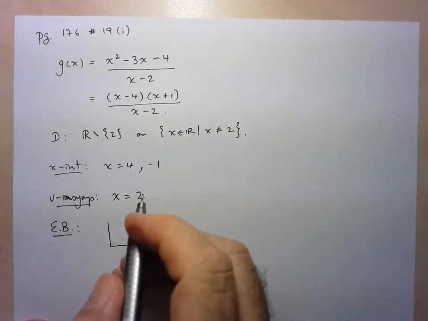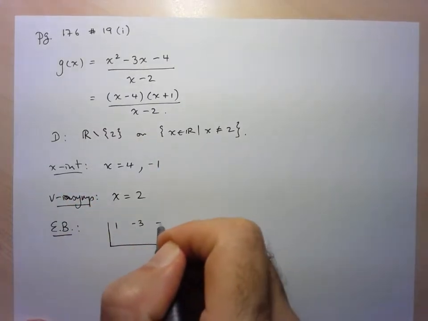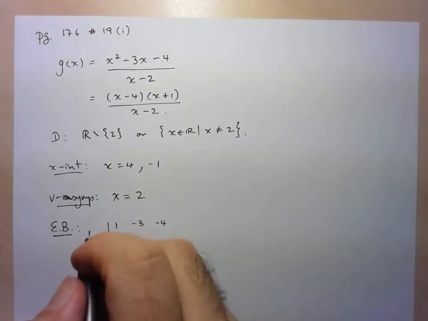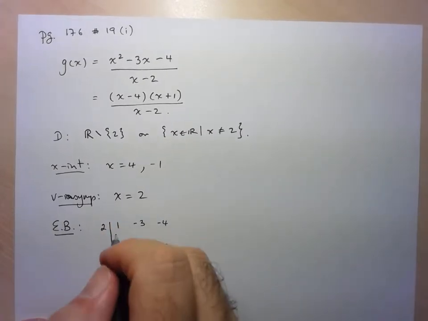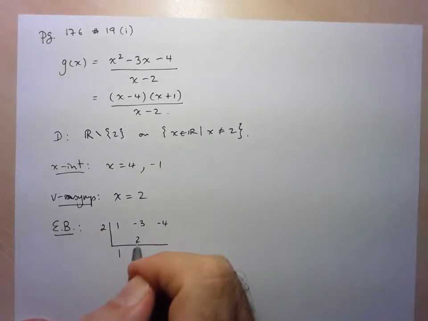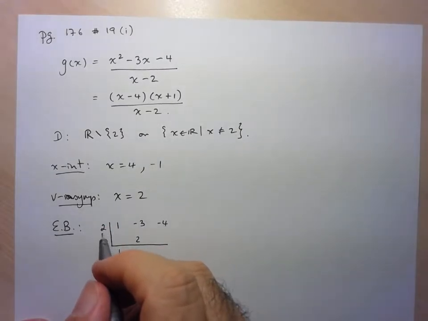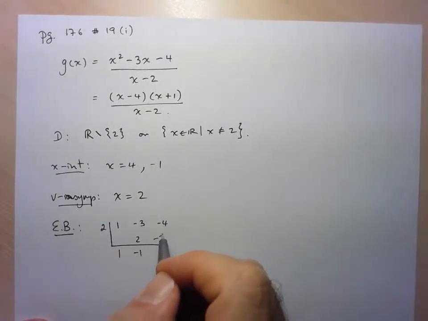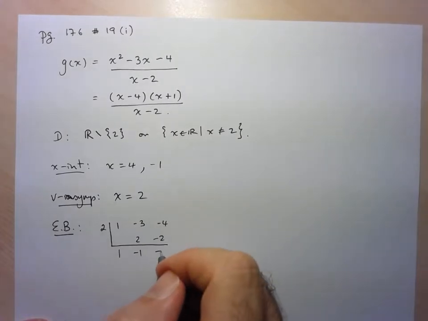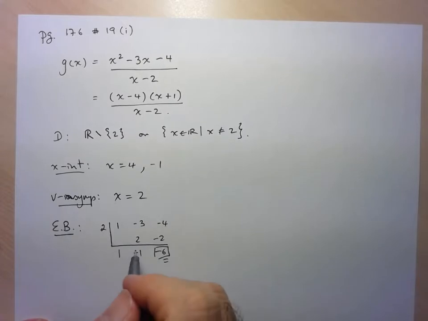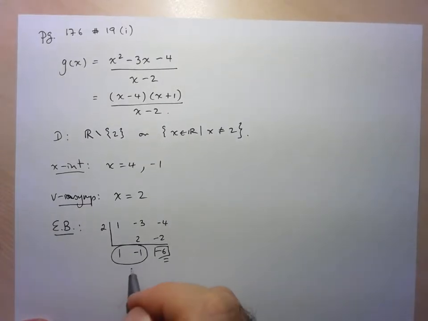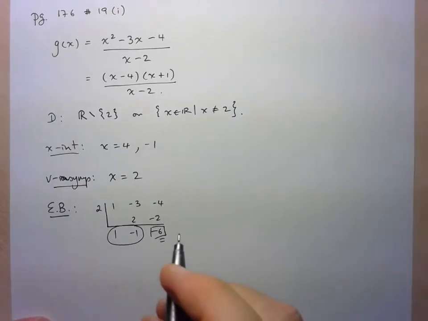So our coefficients are 1, negative 3, negative 4, and we're dividing by x minus 2, so we'll use 2 here. So 1 times 2 is 2, negative 3 plus 2 is negative 1, negative 2 here, negative 4 plus negative 2, negative 6. Now this is actually not the important part, because what I'm interested in is the quotient. It's the quotient that's going to give me my end behavior.